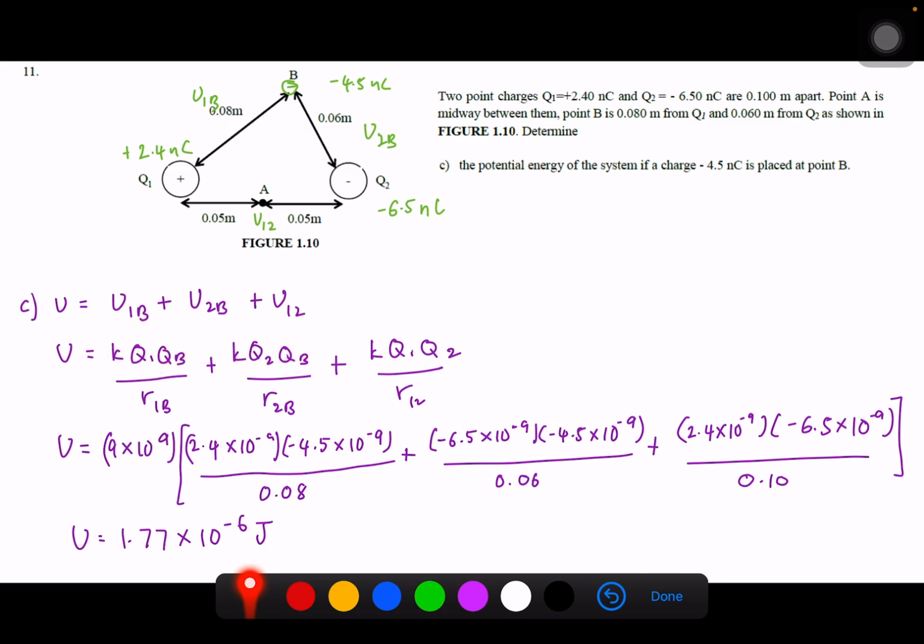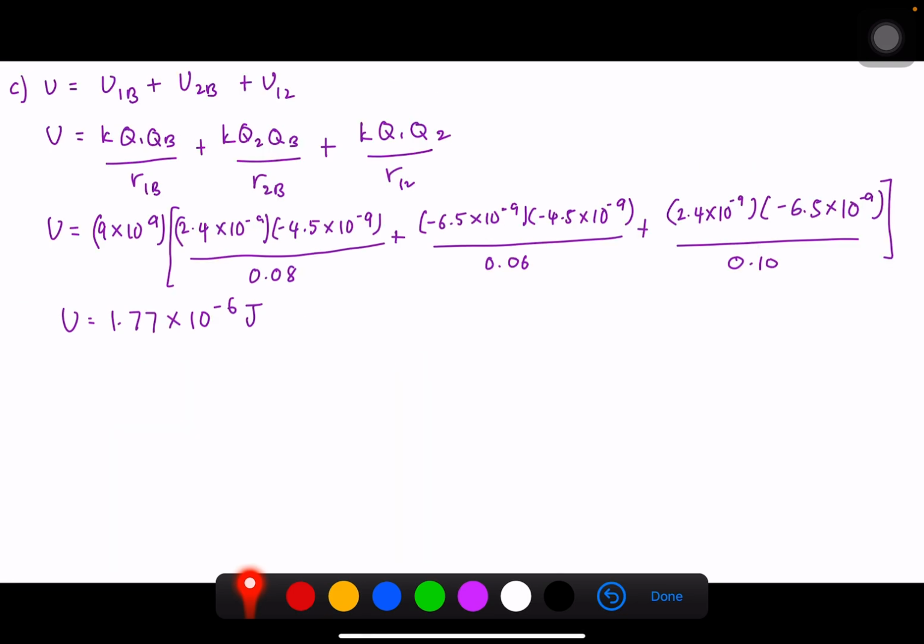Okay, so here the answer will be 1.77 times 10 to the negative 6 joule. So for the answer for energy, the unit is joule. For potential, the unit is V. Okay, this one is the same.